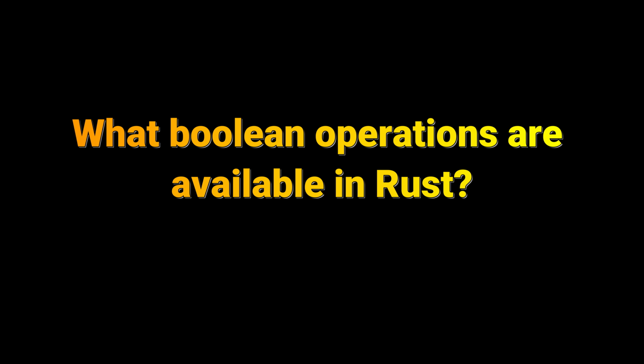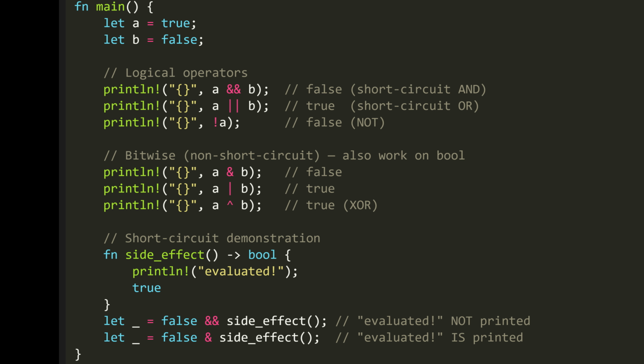Question: what Boolean operations are available in Rust? Rust has several Boolean operations. The logical AND and OR operators use short-circuit evaluation, meaning they only evaluate the second value if needed. There are also bitwise versions that always evaluate both sides. The not operator flips true to false and false to true. The XOR operator, which stands for exclusive OR, returns true when the two values are different.